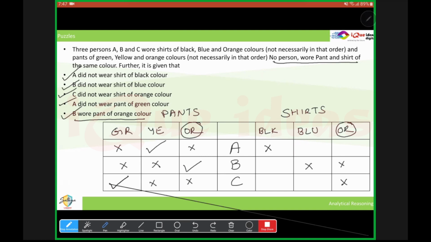Now come to the right hand side of the table. Under orange shirt, only A is remaining. So put A orange shirt and cross out the row. So now under blue, only C is remaining. Cross out the row and column.